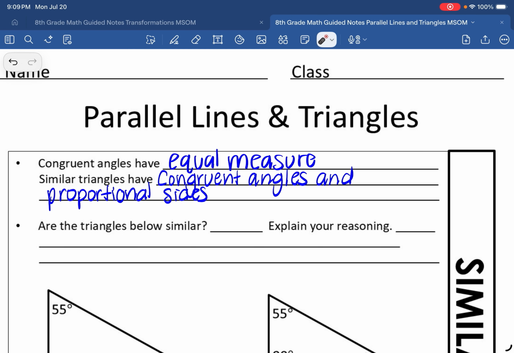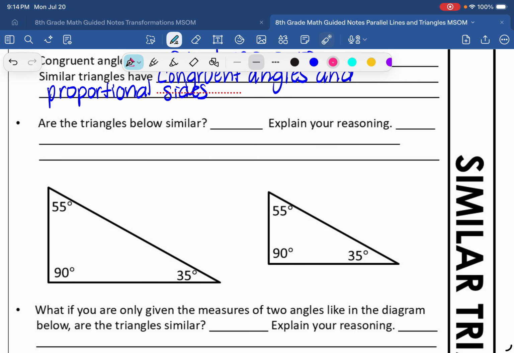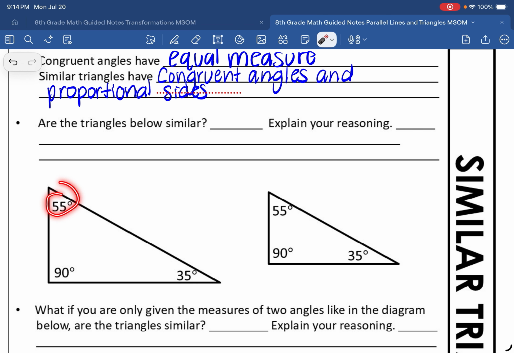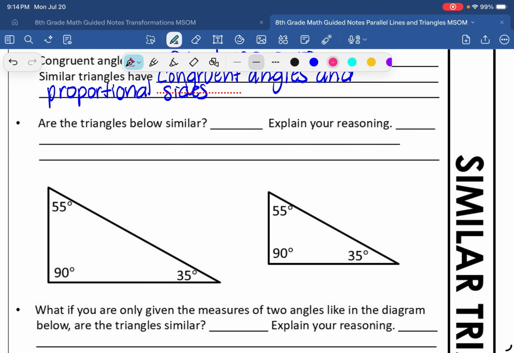Congruent angles have equal measure. So if we say the angles are congruent, we're saying that they measure the same. Similar triangles have congruent angles, meaning the same measurement of angles, and proportional side lengths. Are the triangles below similar? Well, they have congruent angles, 55, 90, and 35. And because all of these angles are congruent, they are also going to have proportional sides. So yes, the triangles are similar.